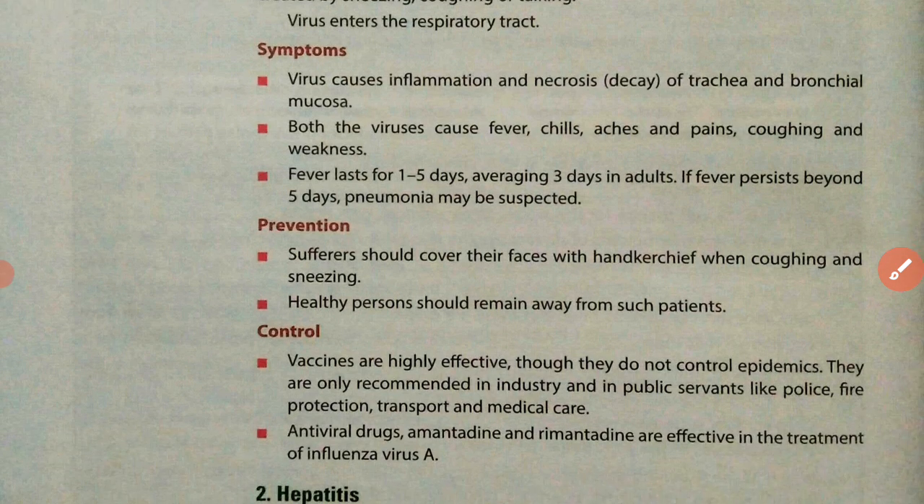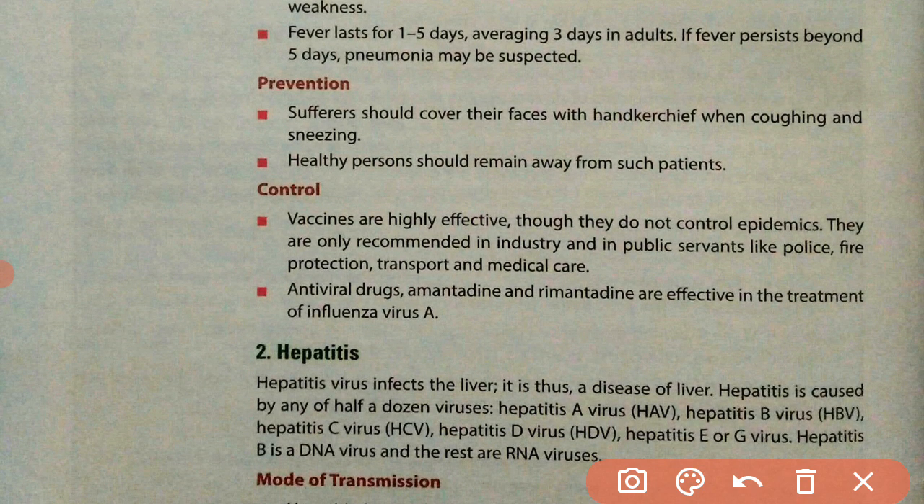Now we will talk about control. How can we control this disease? Control includes the use of vaccines. A vaccine can control this disease effectively, but it is not effective in case of epidemics. When the disease spreads on a large scale in a whole country or city, the vaccine cannot work properly. At that time, vaccines can be given to public servants like police, fire protection, transport and medical care for protection against infection.